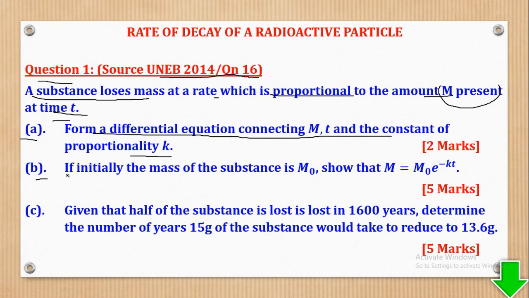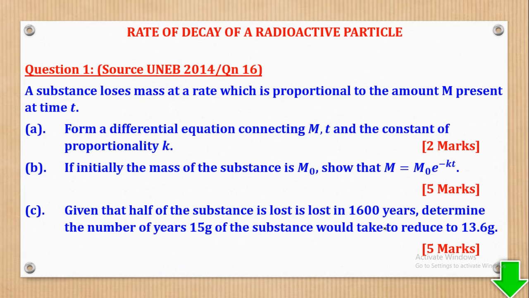Then part B, if initially the mass of the substance is m0, show that m is equal to m0 exponential of negative kt. And part C, given that half of the mass of the substance is lost in 1600 years, determine the number of years 15 grams of the substance would take to reduce to 13.6 grams. So let's start with part A.